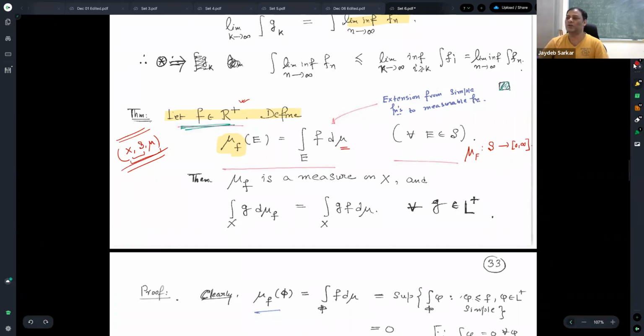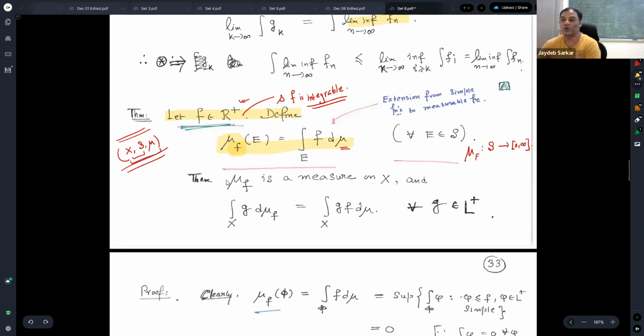I must assume, I have not said that, I must assume f is integrable. Otherwise, merely a measurable function is not good enough. So it's a measurable function, and then for each E you define the so-called measure of f at E as the integration of f over E. This is the definition.